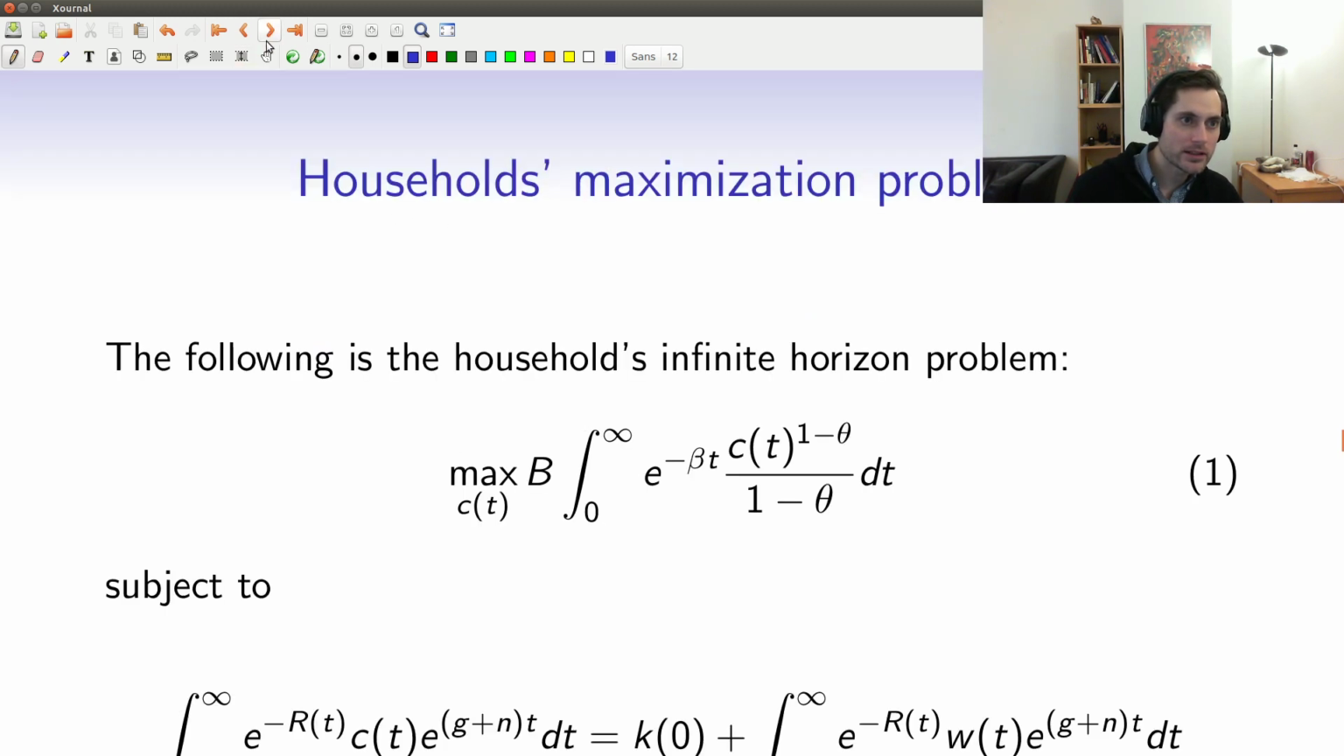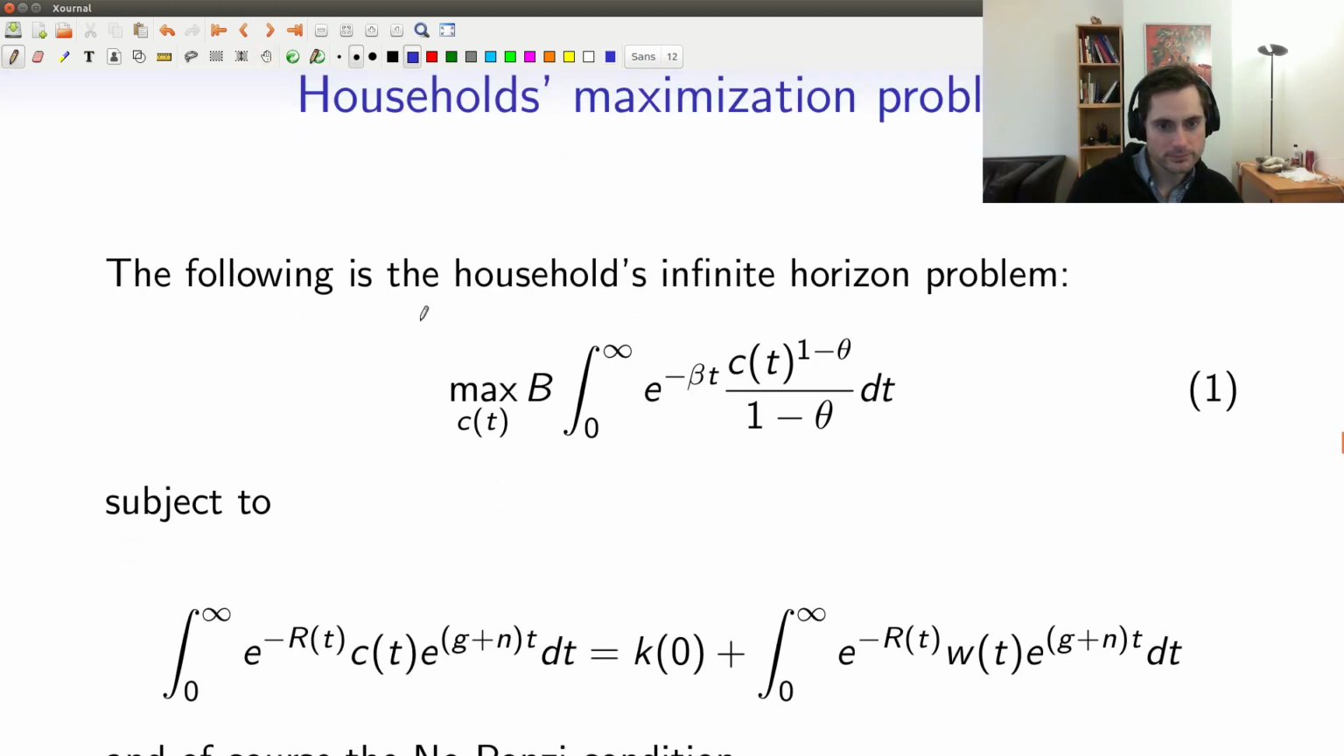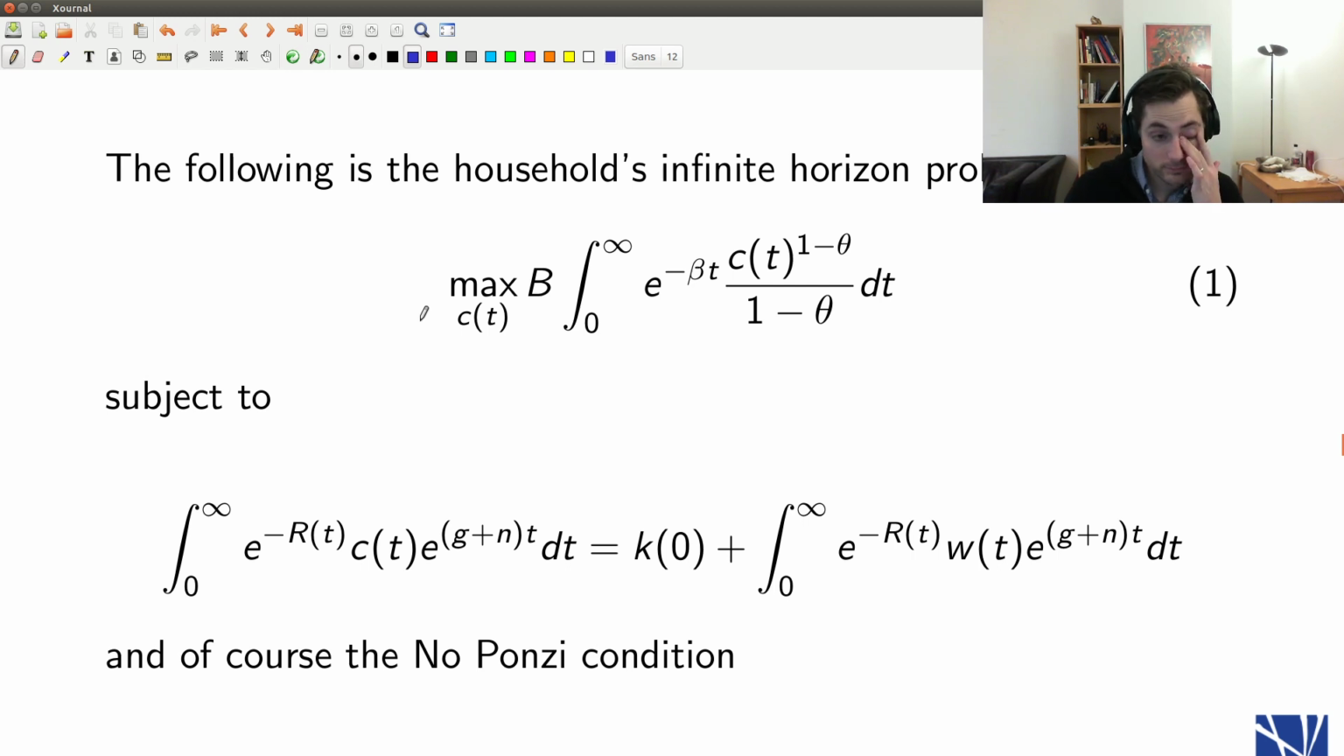Now let's talk about the household's problem. So the household problem looks like this: maximize utility, subject to this budget constraint. Remember, households are going to take the wages and the initial capital endowment as given. And all they have to decide is how much they consume. One other thing I want to mention about this budget constraint is there's only one of them. This is the household's budget constraint at time 0 looking forward.